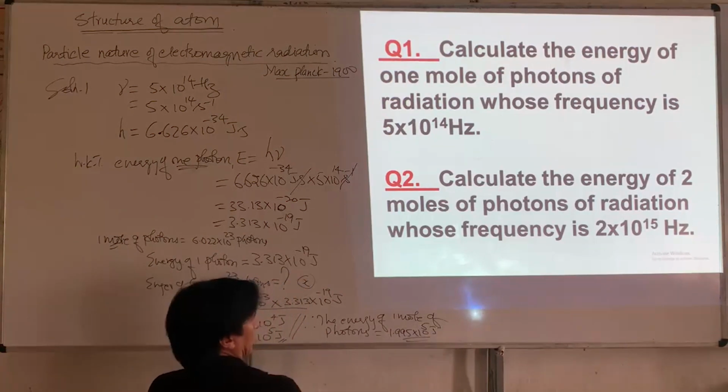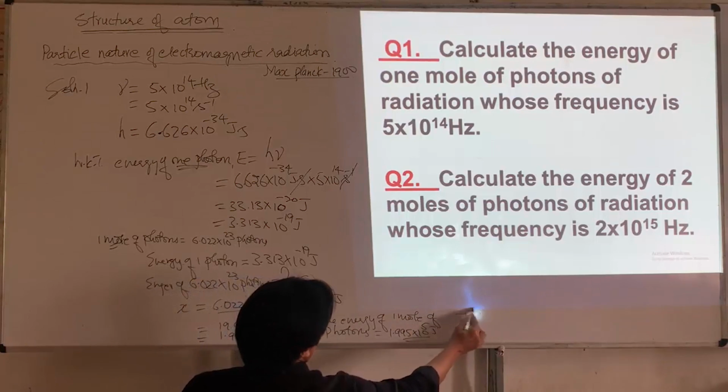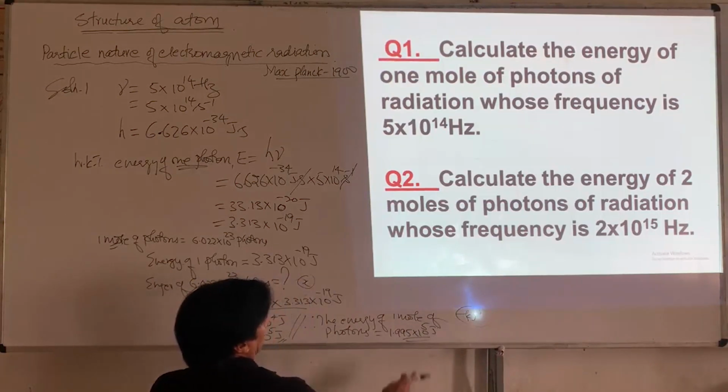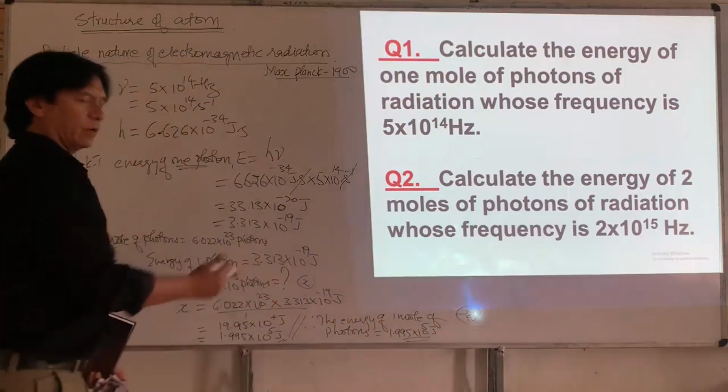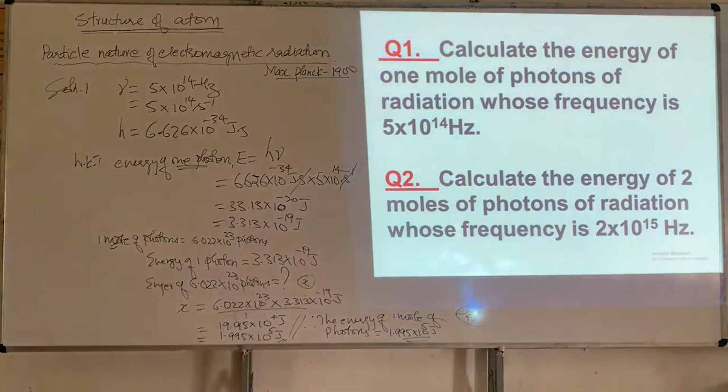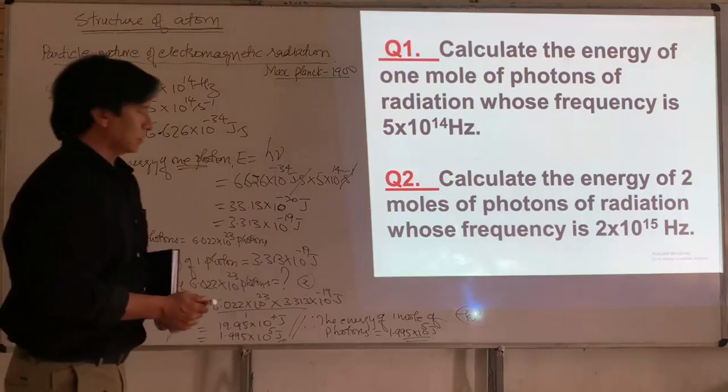Now if you're asked to express this in terms of kilojoules, then you will have to divide this by 1000, because 1 kilojoule is equal to 1000 joules, right? 1000 joules is equal to 1 kilojoule. So this many joules is how many kilojoules? You divide it by 1000. Okay, that's it. So this is the very first problem for you.